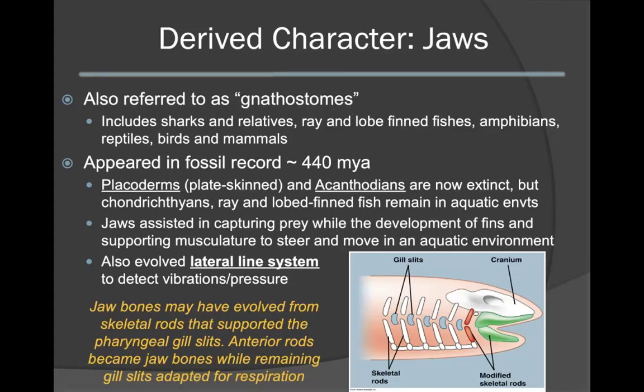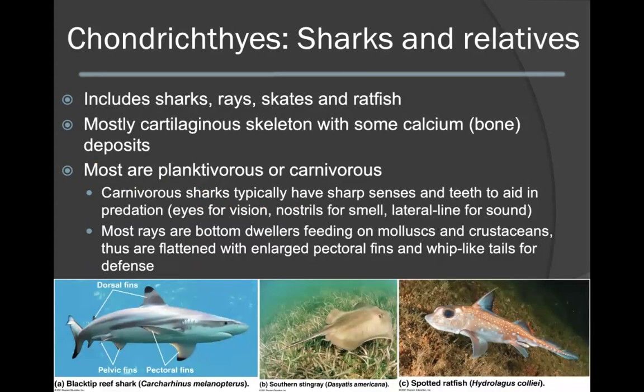In addition, many of these organisms evolved what is termed the lateral line system. This is a sensory system that is present along the vertebral column of the animal. This system can be used to detect both vibrations as well as changes in pressure in the aquatic environment. It is believed that jaw bones may have originated from skeletal rods that supported the pharyngeal gill slits. The anterior rods are believed to have become jaw bones, while the remaining gill slits remained adapted for respiration in aquatic species.